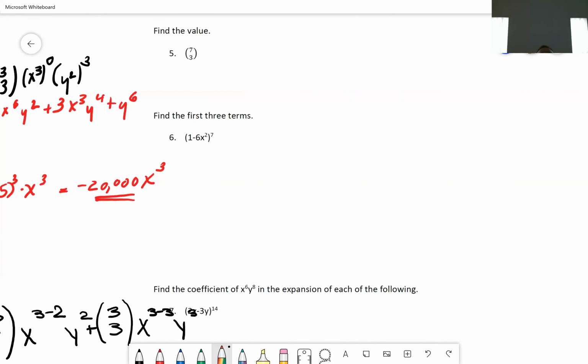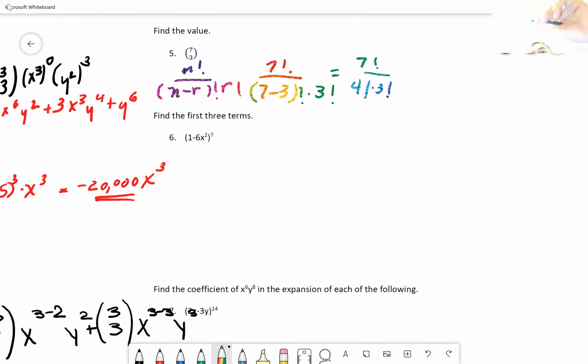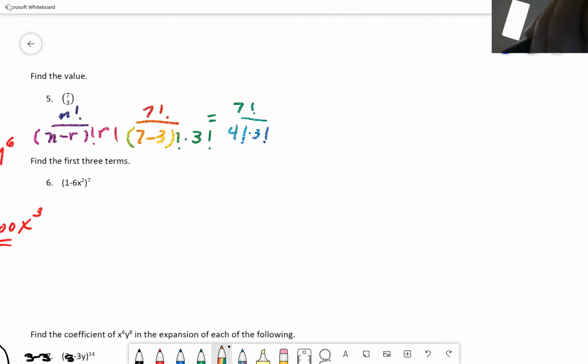So don't stress. All right, this one. This one was n factorial over (n minus r) factorial times r factorial. That's 7 factorial divided by (7 minus 3) factorial times 3 factorial. So that's going to be 7 factorial divided by 4 factorial times 3 factorial, which comes out to 7 times 6 times 5 divided by 6. You want me to do all the math without skipping anything? No, 35. Okay, that's 35.